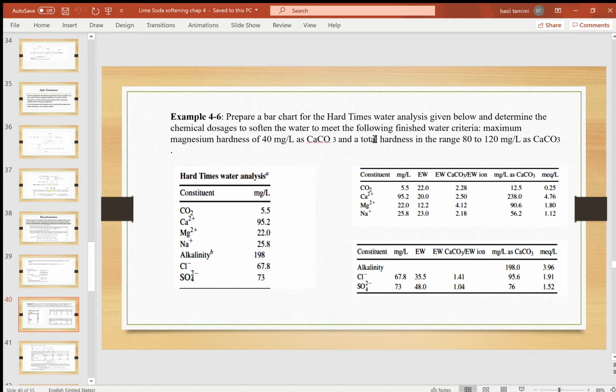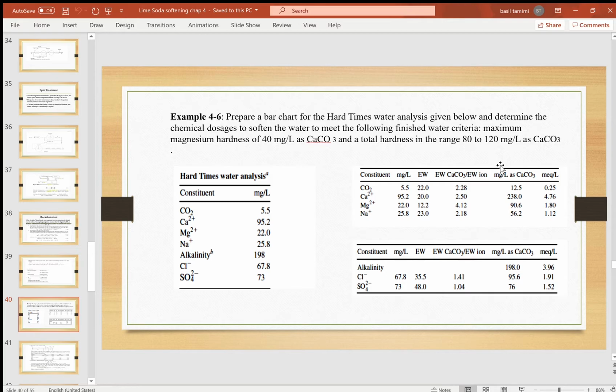Okay. And now it says here that we have to dose the chemicals that we need to add in order to soften the water to meet the following finished water criteria. Maximum magnesium hardness of 40 milligram per liter. It makes sense because this is the requirement. And a total hardness which goes from 80 to 120 milligram per liter, which are the practical limits approved.